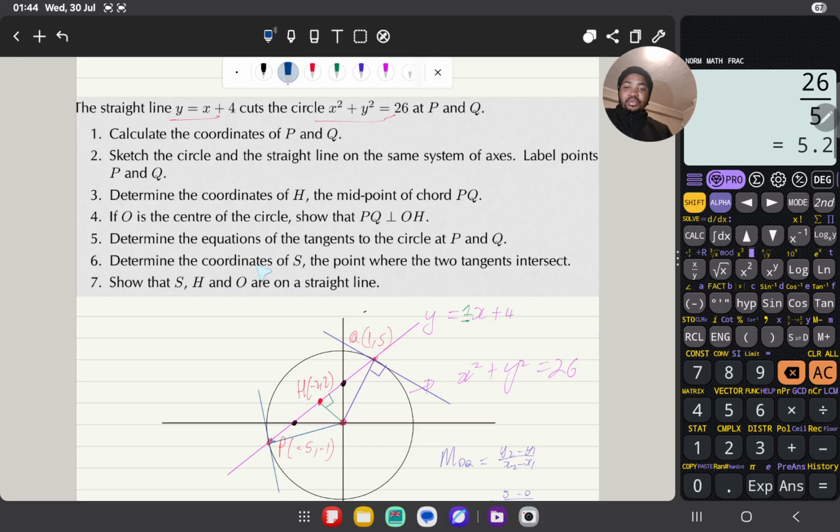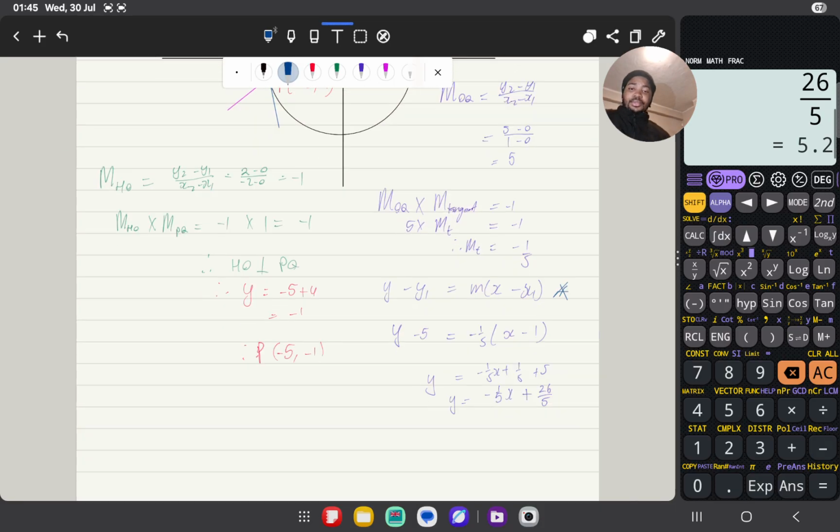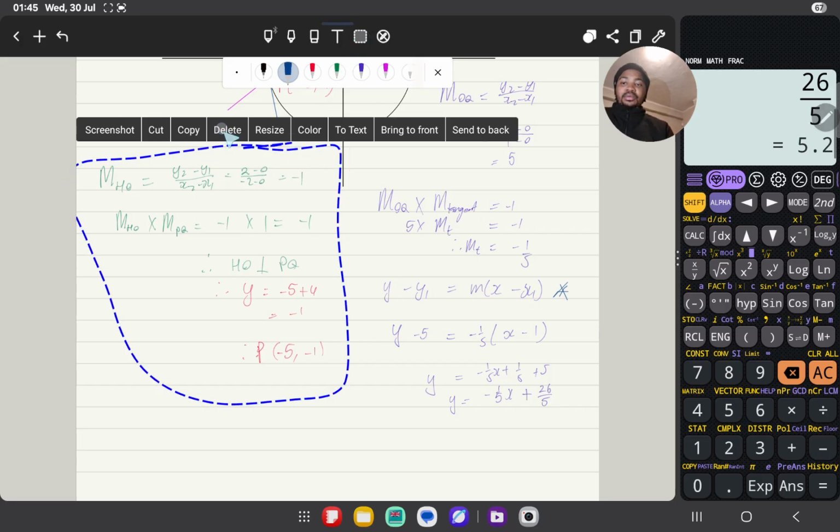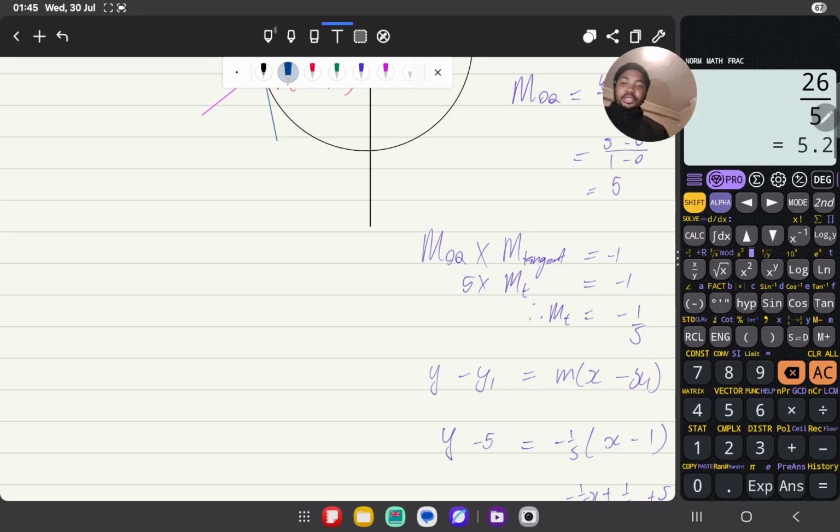So they say determine the coordinates of S. S is the point where the two tangents intersect. So now look here, I'm forced to do this. I thought I was going to avoid it. It's not cool, but let's do it.